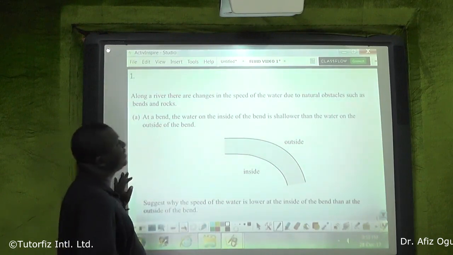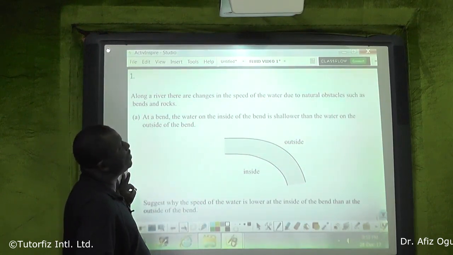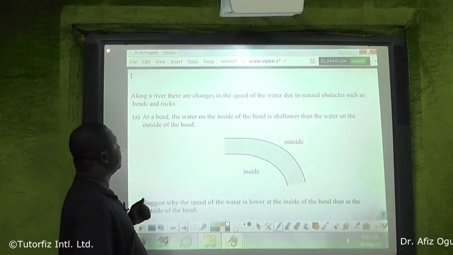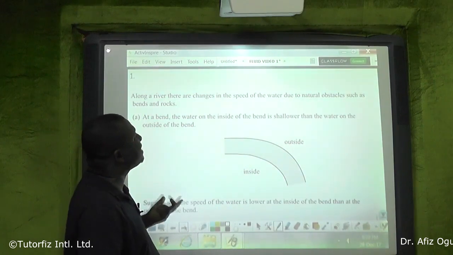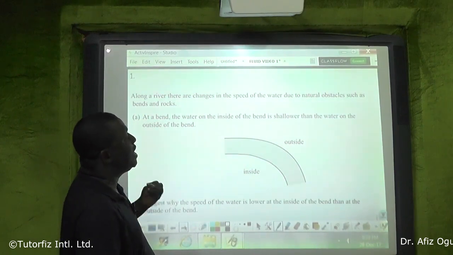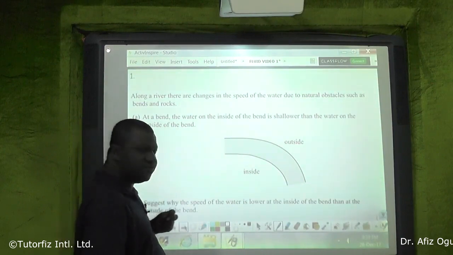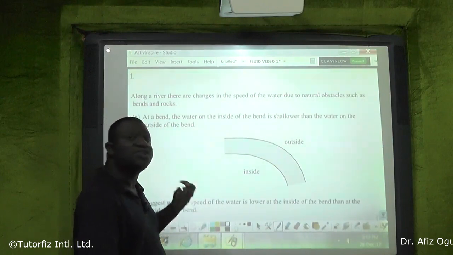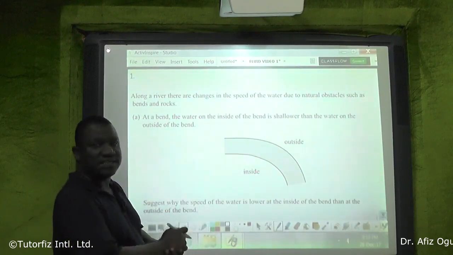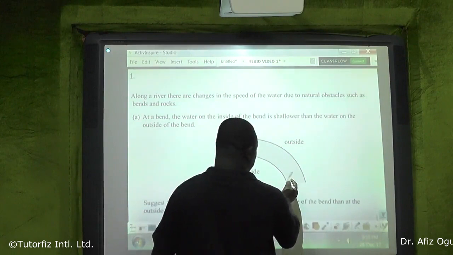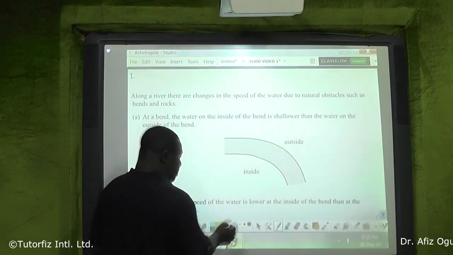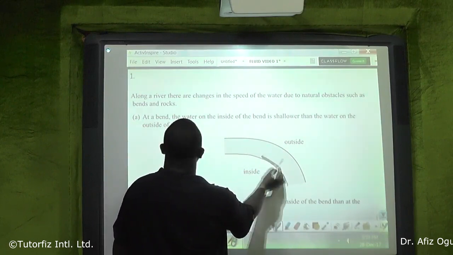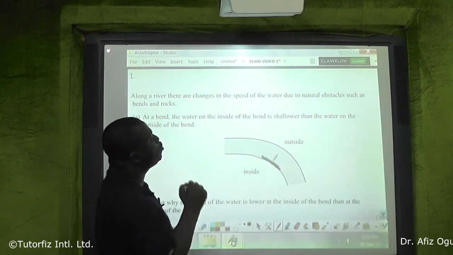Along a river, there are changes in speed of water due to natural obstacles, such as bends and rocks. And of course, we know that. At a bend, the water on the inside of the bend is usually shallower than the water on the outside of the bend. Of course, we don't need to give reason to this. The geography students surely have reasons for this. We did that when we were in secondary school, and I'm sure you are still doing it today.